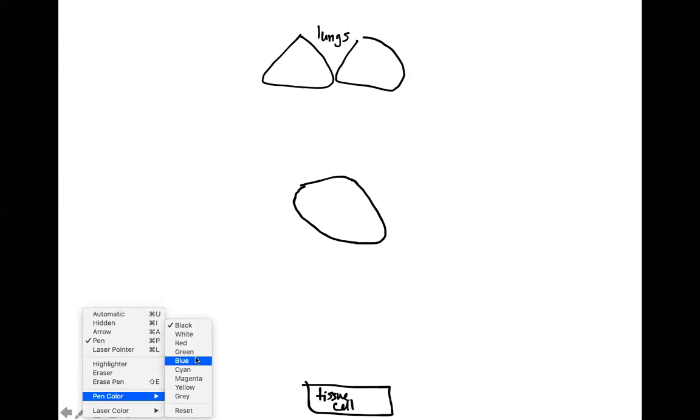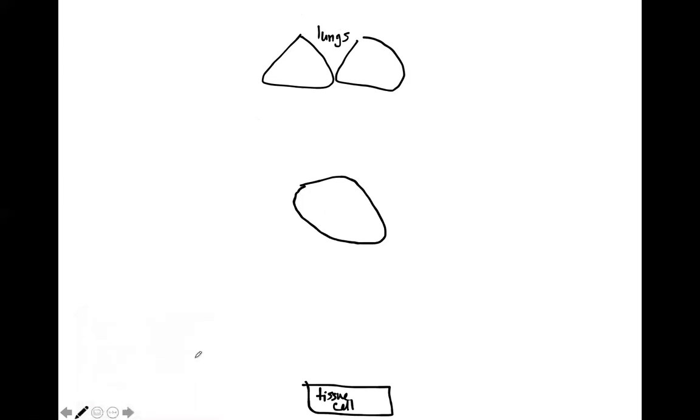So we're gonna start with the right side of the heart. The right side is gonna be again blue. So I have a top chamber, right? And then I have a bottom chamber. So this top chamber would be what? My right atrium, and this would be my right ventricle, correct?